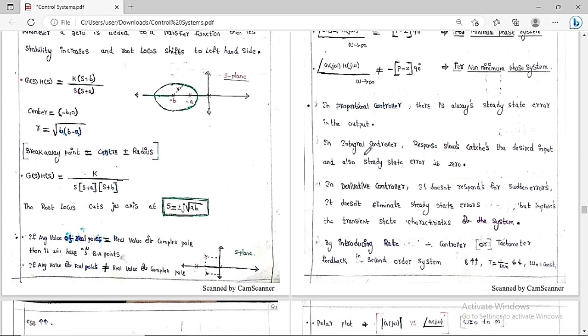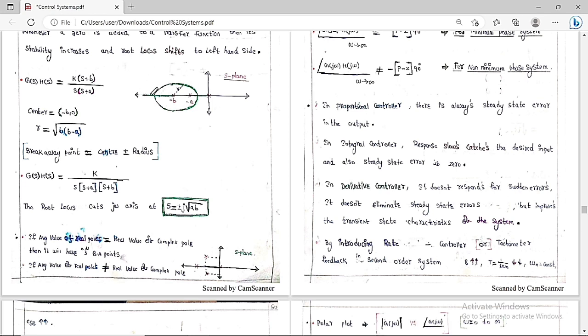Suppose there is an open loop transfer function G(s)H(s) equal to K(s+b) divided by s(s+a). Now I am going to draw the pole-zero plot on the s plane. The zero is at minus b and the poles are at 0 and minus a. Based on this, I want to draw the root locus diagram for this open loop transfer function.